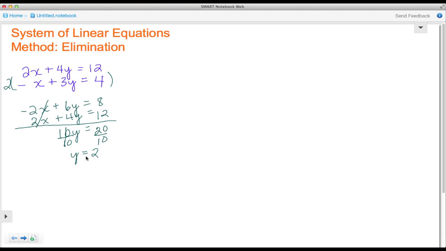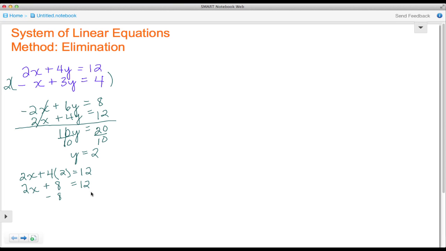And then we take this value for y and substitute it back into either equation. Let's substitute it back into the first equation. So here we have 2 times x plus 4 times y. Well, y is a 2, and that should equal 12. Then we begin to resolve 2x plus 4 times 2, which is 8. Rewrite the rest of the equation.